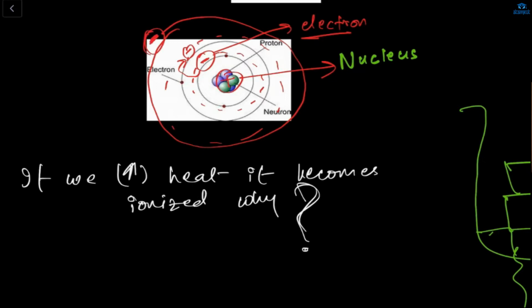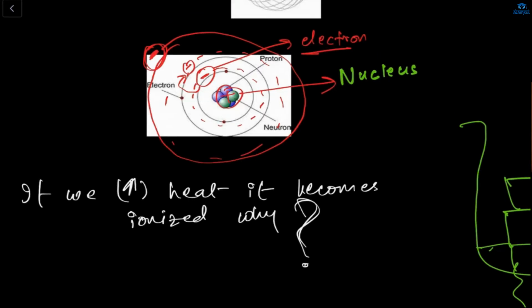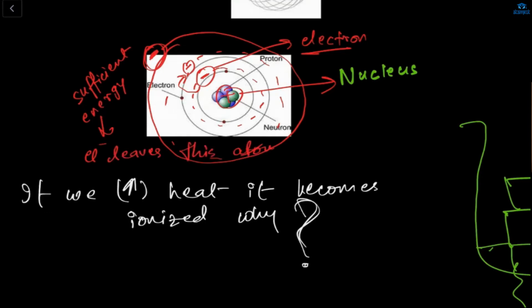This is the electron. But when the electron gets a sufficient amount of energy, what will happen? The electron will leave this atom and move outside. Firstly, my electron takes some amount of energy, so it shifts to a higher orbit. Again, more energy, again it shifts to a higher orbit. If the electron gets a sufficient amount of energy, then it will leave this atom.